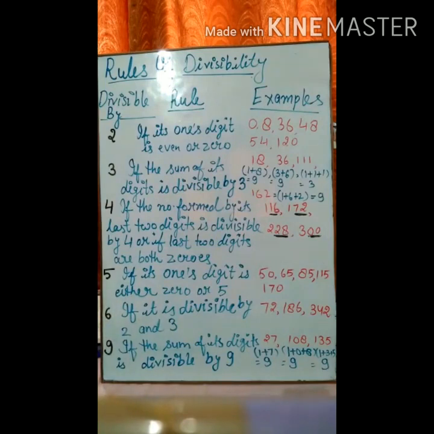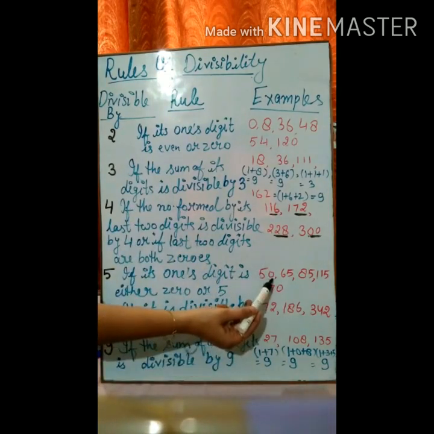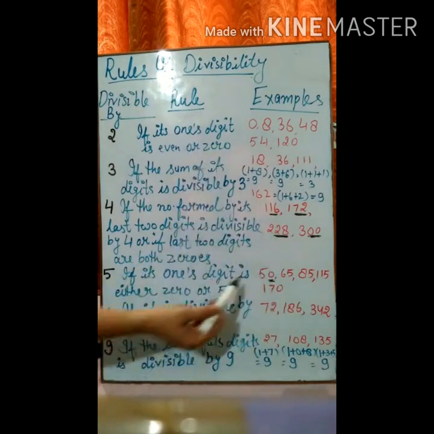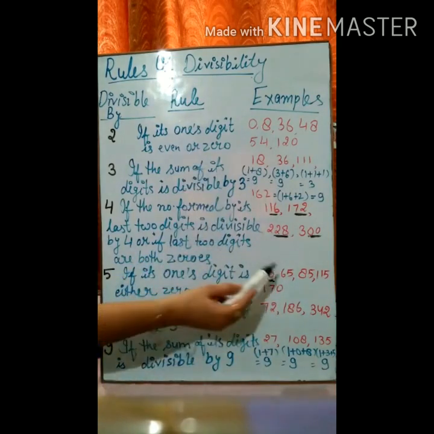Next, 5. If its ones digit is either 0 or 5. If a number is given, first of all we will check the digit at the unit place. If the digit at the unit place is either 0 or 5, then we can say that the given number is divisible by 5. Let's see an example. 50. The number at the unit place is 0. So 50 is divisible by 5.